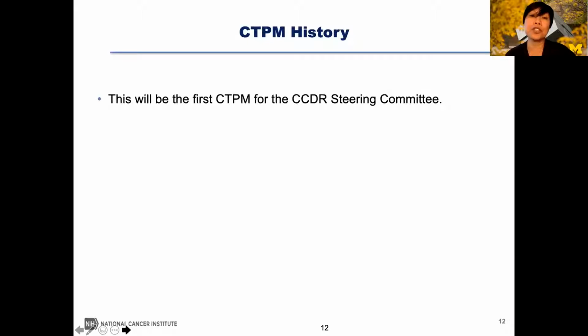This will be the first clinical trial planning meeting for CCDR. In addition, if the umbrella trial is a go, this will be again a first that focuses on CCDR-related outcomes.